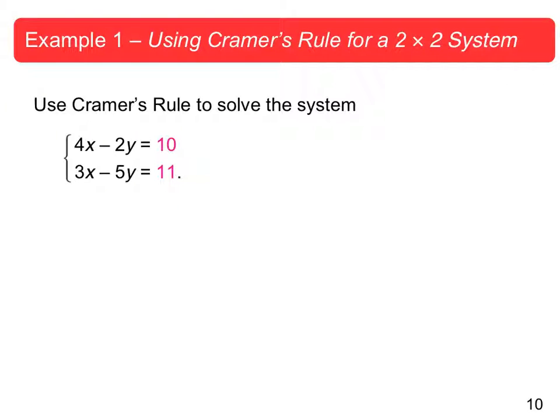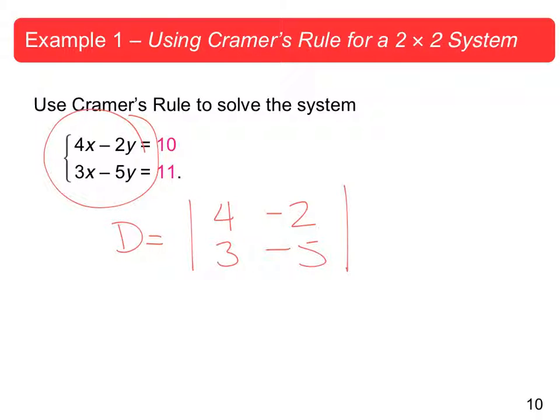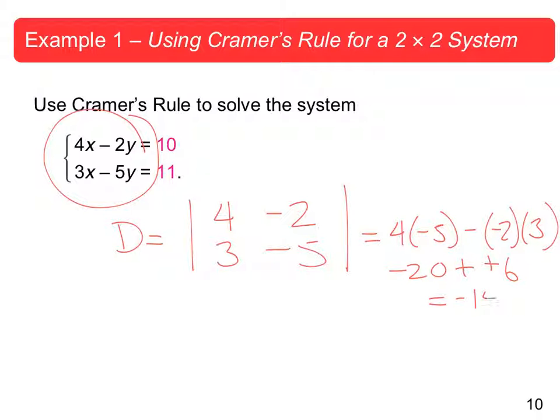So the first thing I want to do is set up a coefficient matrix, and we're going to call our coefficient matrix D. Our coefficient matrix then is 4, -2, 3, -5. And I'm going to find the determinant value. So the determinant value here is going to be 4 times -5 minus -2 times 3. So this is -20 minus -6, and that gives us -14.